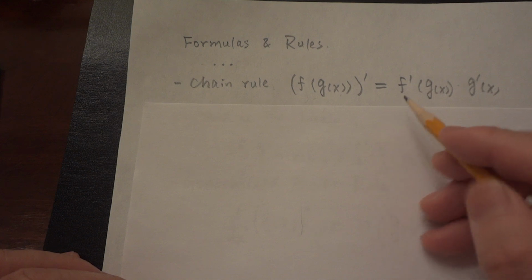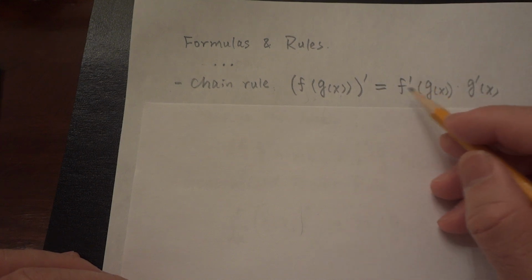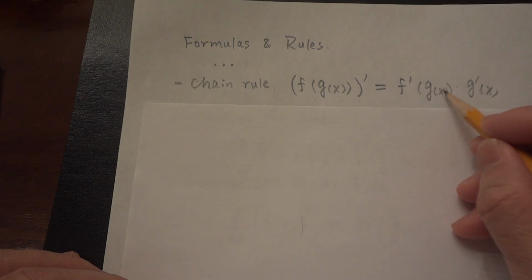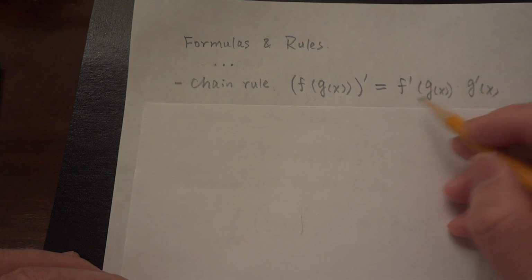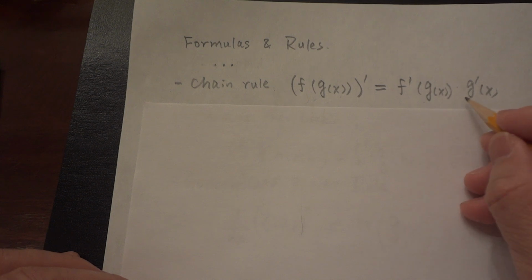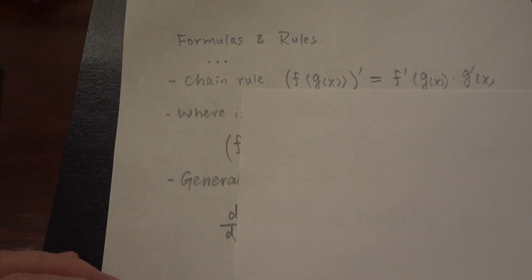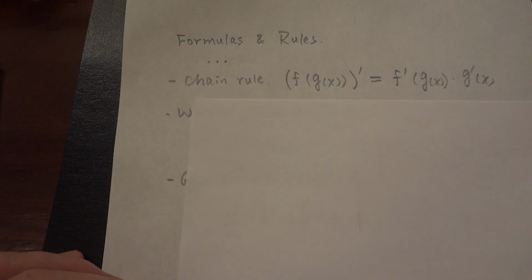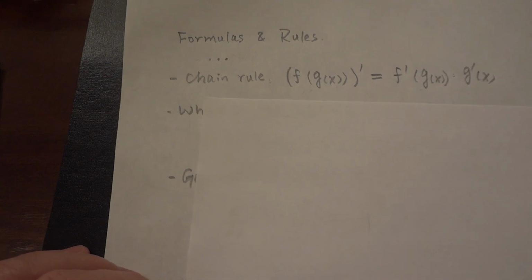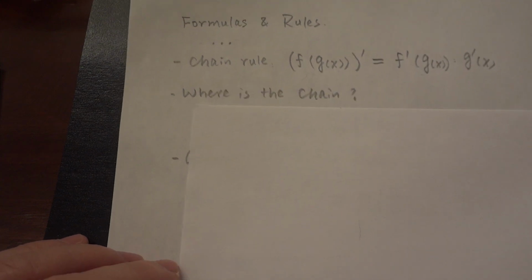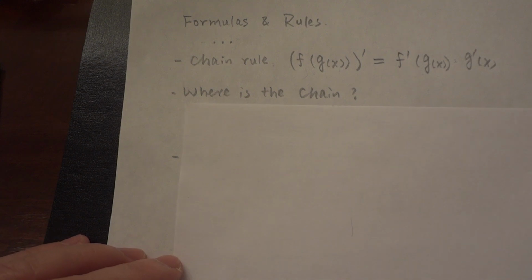And the chain rule says, basically you take f prime(x) and then substitute g(x) into f prime. So this is the composition of f prime and g(x). And then you have the times g prime(x). So there is a multiplication here. Why do we want to call this the chain rule? Where is the chain? Can you see that? So where is the chain here?